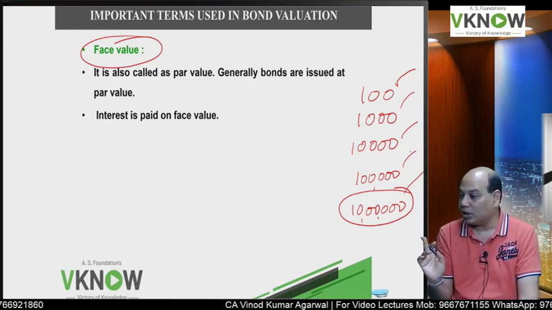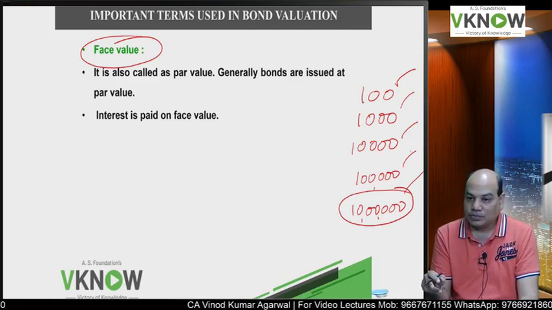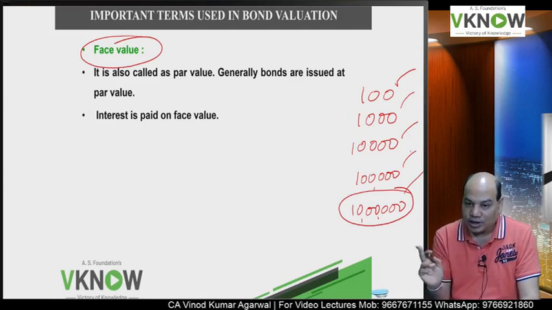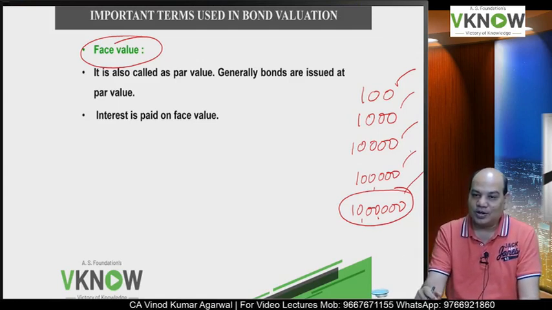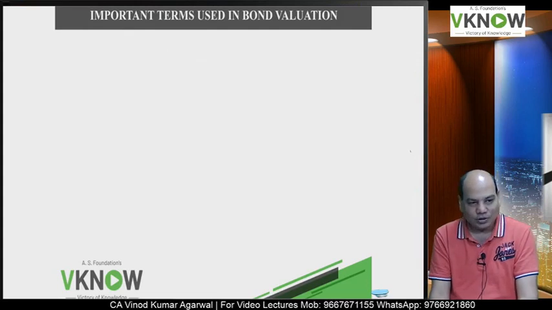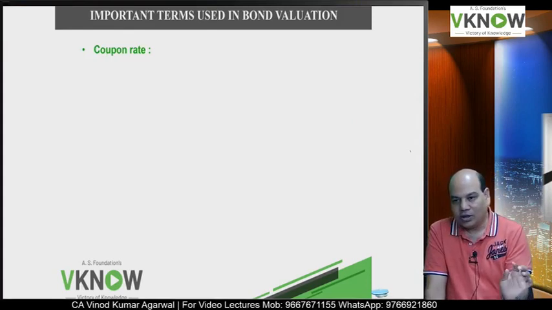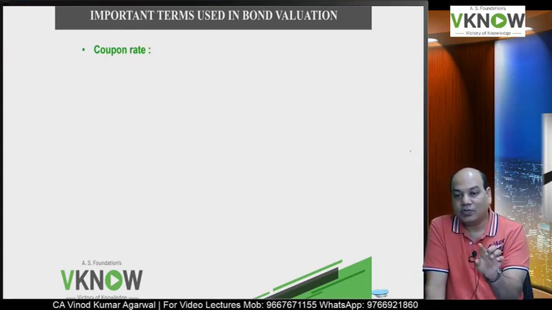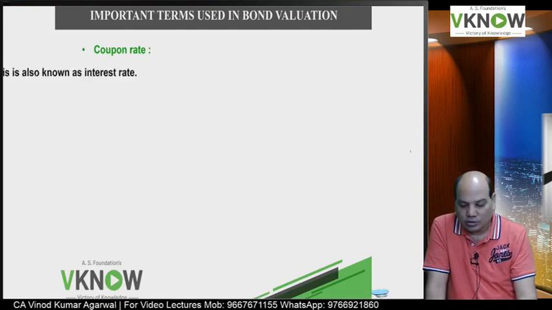Issue price can be at premium. Issue price can be at discount. Okay, not on the market price of the bond. Interest will be calculated on face value of the bond. That is the relevance of face value. And if nothing is specified, as we have discussed, redemption will also be at face value.